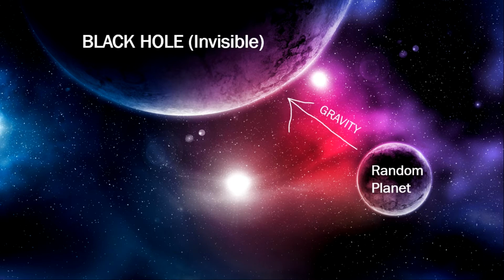So they didn't test the black hole directly. They tested it indirectly by looking at what it was affecting around it. It was affecting a gravitational pull on the planets around it. And that's an example of using indirect science to prove something.